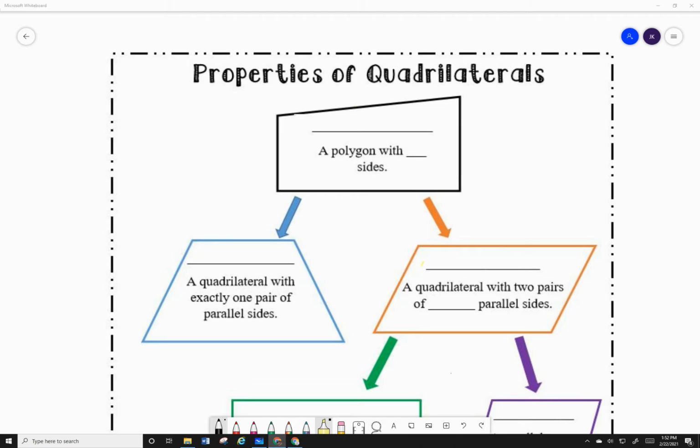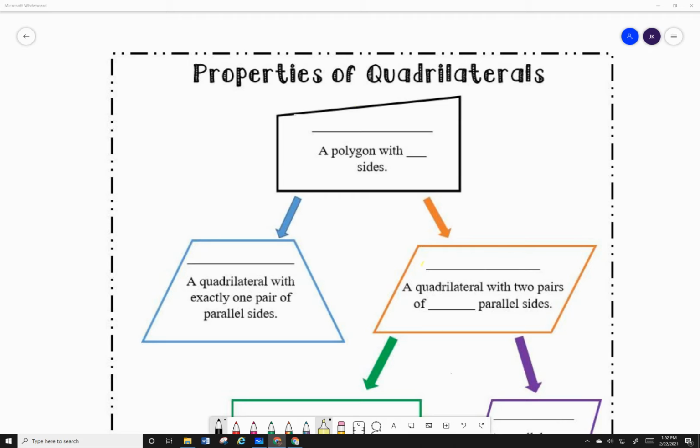We're going to look at all the different ways we can name a four-sided figure. And that shape has to follow very specific rules in order to have a specific name. So we're going to break that down to see what the different names are for different four-sided shapes.